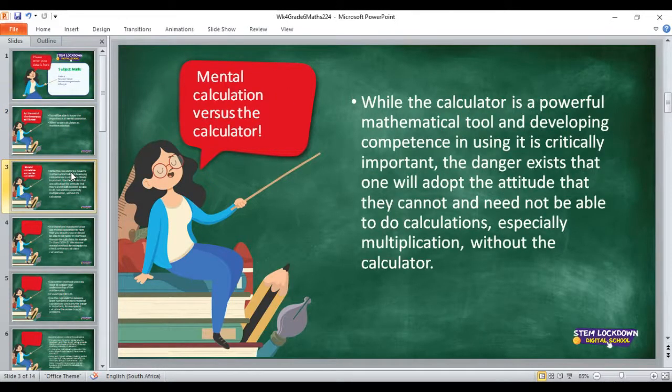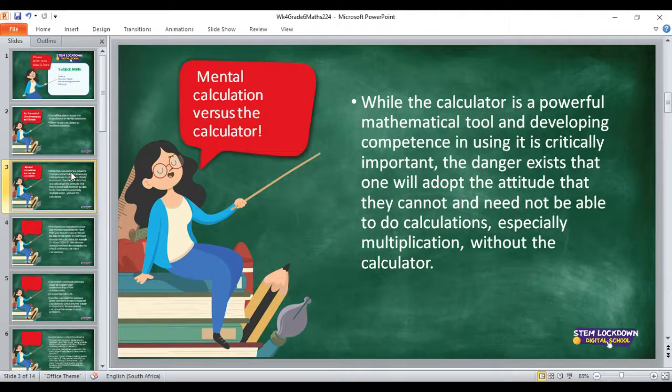I hope everyone is ready with their pen, pencil, and paper so that we can go ahead and start our class. All right, mental calculation versus the calculator.